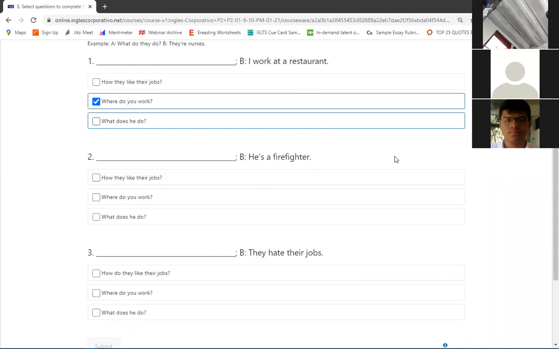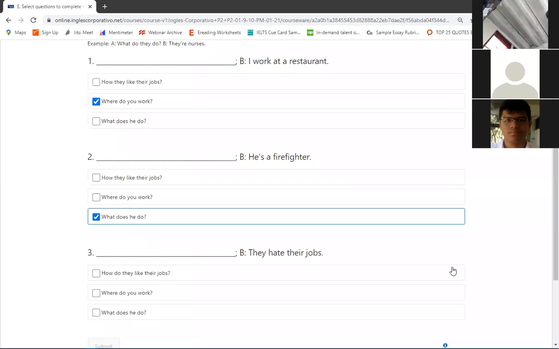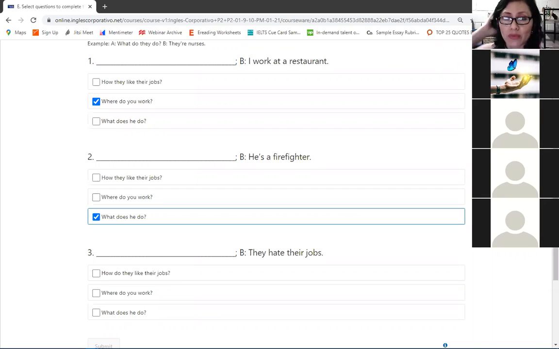Si la respuesta es, he's a firefighter, what will be the question? What does he do? Very good. Habíamos dicho que la forma en la que nosotros expresamos a lo que nos dedicamos es así: I am a teacher, he's a firefighter. Pero cuando yo pregunto, la pregunta siempre va a ser, what do you do? Or what does he do? Or what does she do?